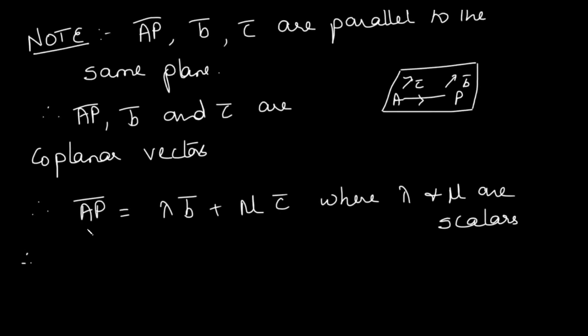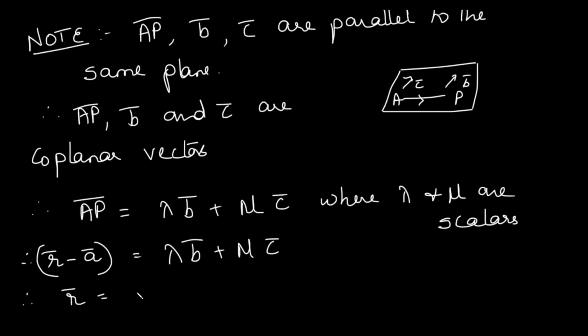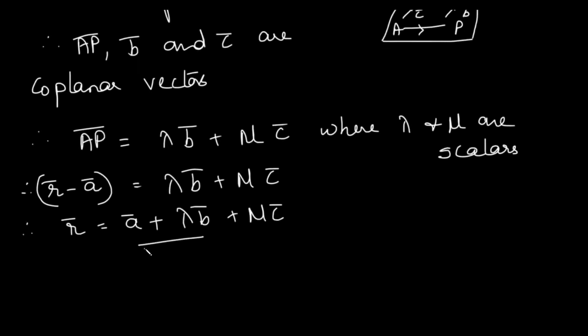So now AP we can write in position vector form, that is R minus A is equal to lambda B plus mu C, or we can say that R is equal to A plus lambda B plus mu C. We will keep this also in mind so that it might come in useful in certain sums. So this is known as the parametric vector equation of the plane, in parametric form, because lambda and mu are parameters over here.